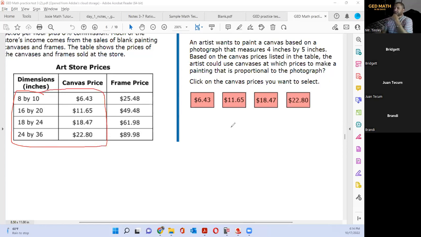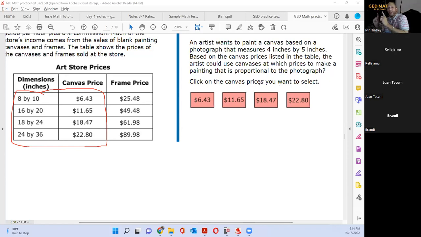What else are they giving us? The price. Right, we got the price. What else are they giving? Scroll up a little bit. How much the photograph measures, 4 inches by 5 inches? Right, so that's the dimension. If you look at that first column, I circled that already. They're giving us the dimensions and they're giving a canvas price. So we already have that. But what else are they giving us in this paragraph that's important?